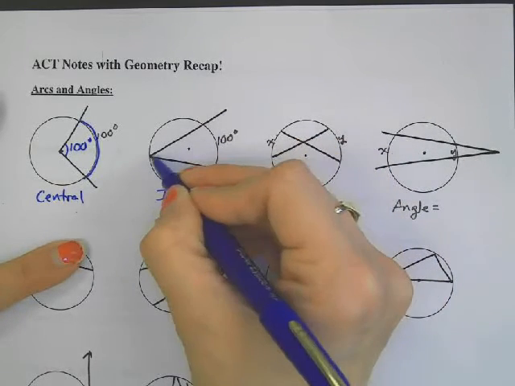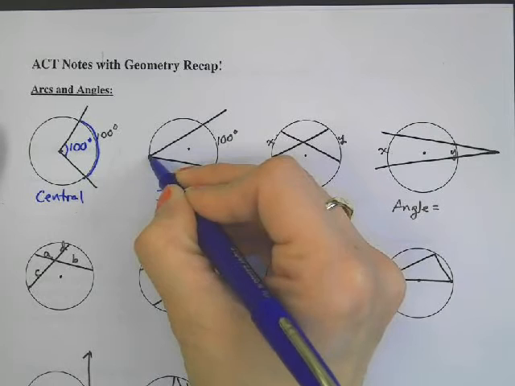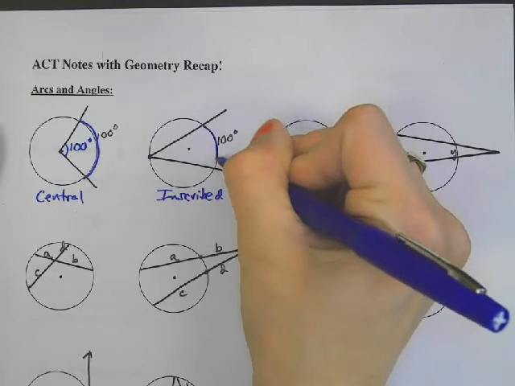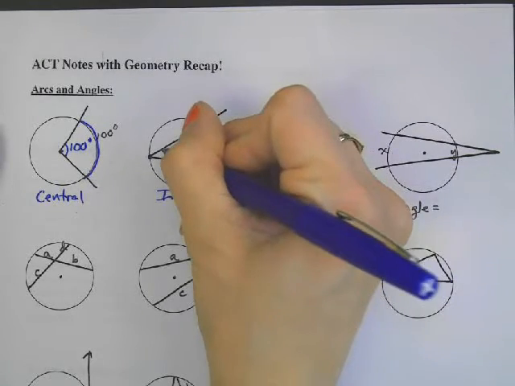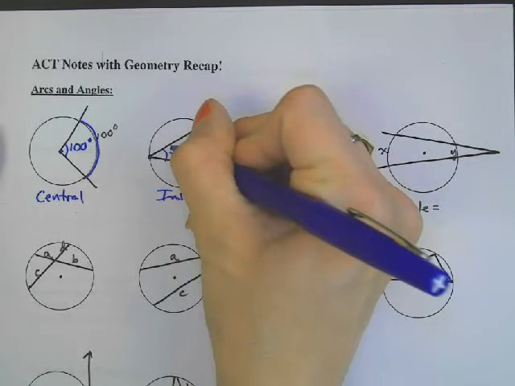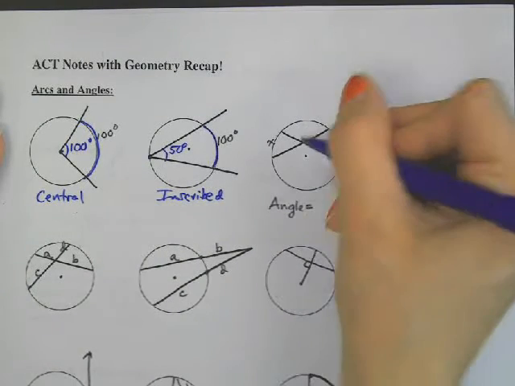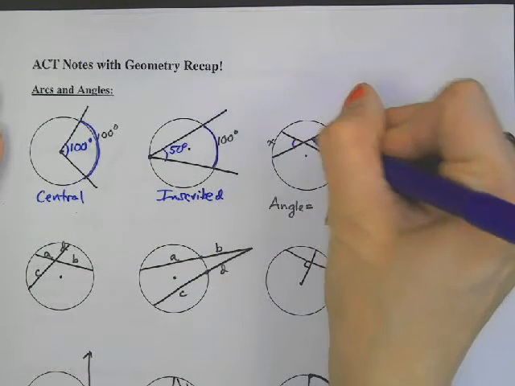Inscribed means that the angle is touching, the vertex is on the circle. Okay, passing up the center. See how it got smaller? If the arc that it intercepts is 100, then this angle is 50. It's going to be half as much. Okay. The angle that we're talking about is here or here.